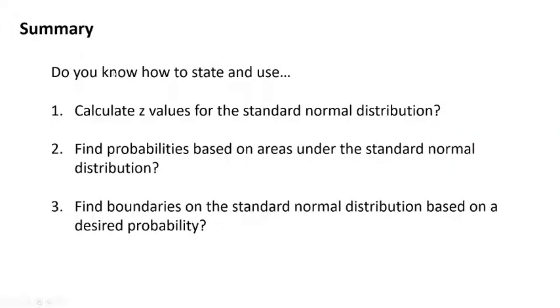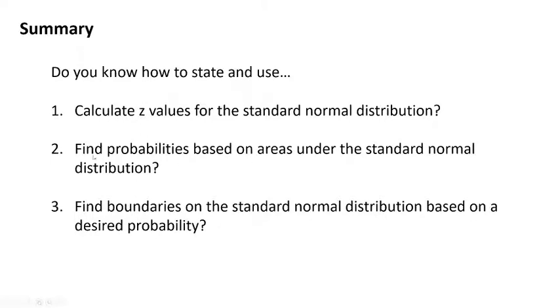All right, so to summarize this, 3 things here. Do you know how to state and to use the z-values for the standard normal distribution? How do you calculate those z-values? Remember, we take the data point, we subtract off the mean, and then once we get that deviation, we divide that by the standard deviation, and we get that z-value. So that's how you calculate that, and those z-values are really, really important, because then you're dealing not with an ordinary normal distribution, but with the standard normal distribution.